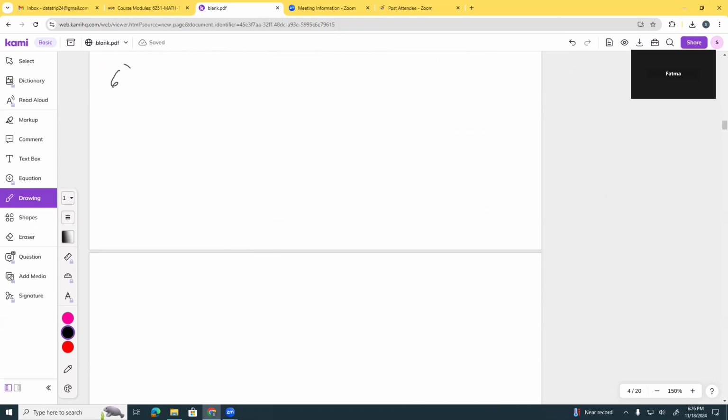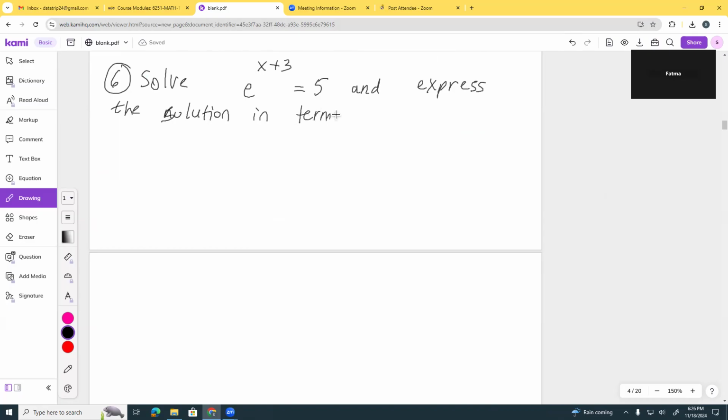Number 6. Solve the exponential equation, which is e to the power of x plus 3 equals 5, and express the solution in terms of natural logs. Solve e to the power of x plus 3 is equal to 5 and express the solution in terms of natural logs.